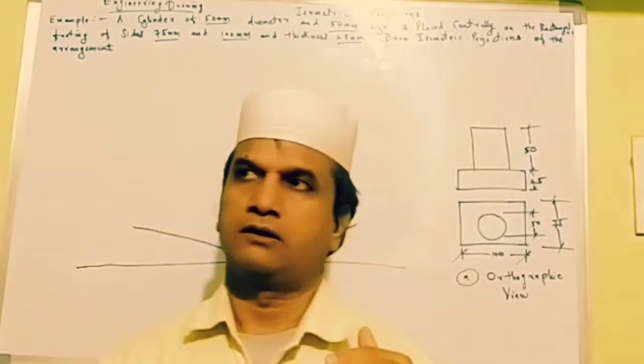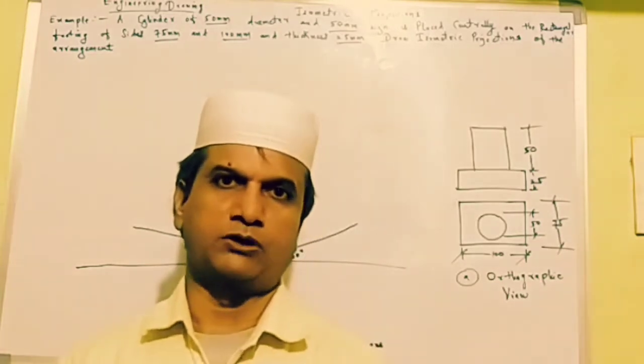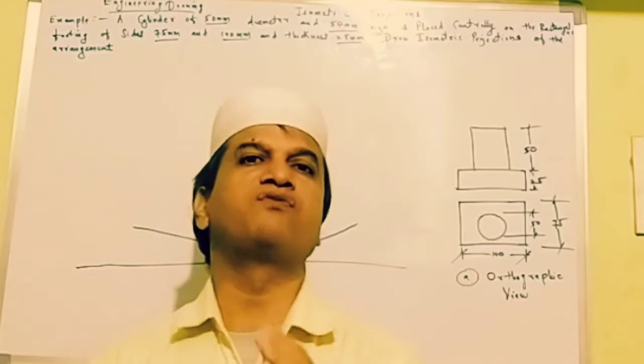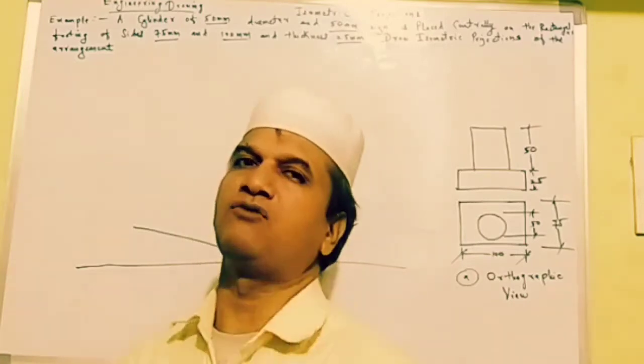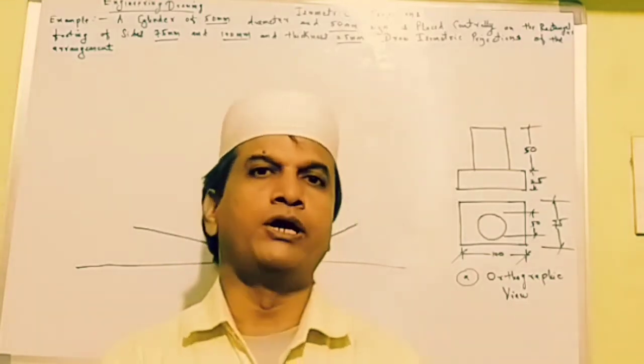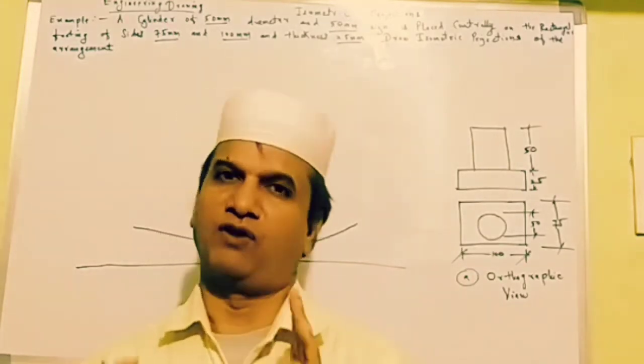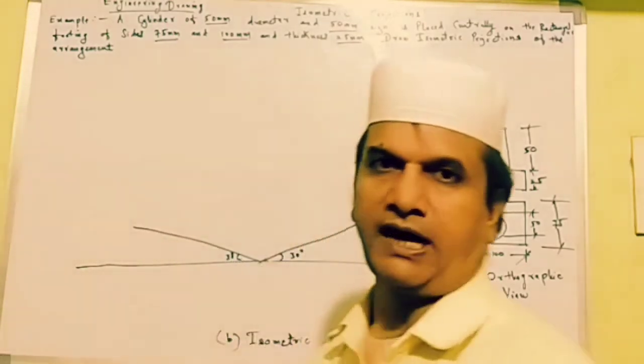And I already told you, in isometric projection our figure will be reduced, and in isometric view our figure will be as usual. There is no need to multiply by 0.816. Okay, now we shall proceed.